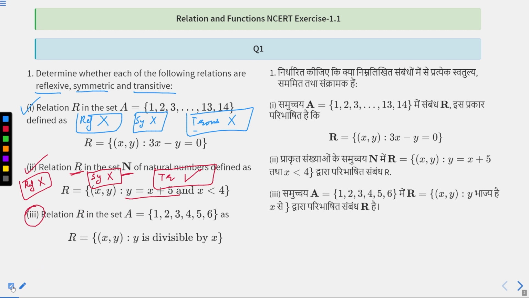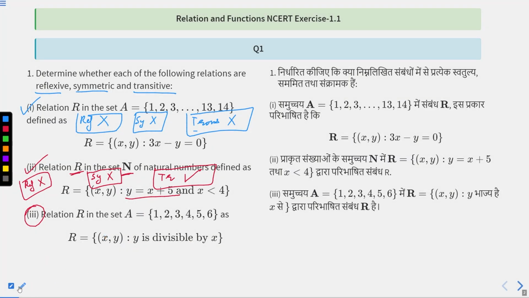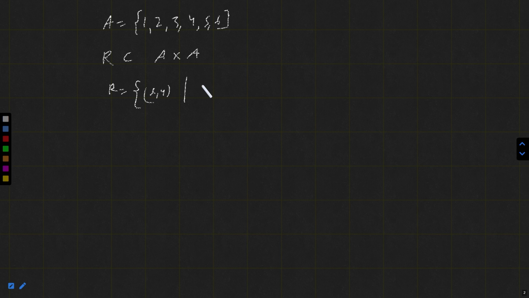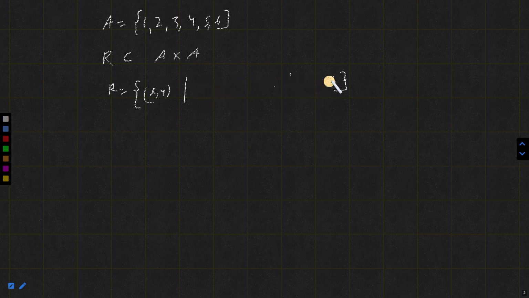So my A is {1, 2, 3, 4, 5, 6}. Now R is a relation from A to A, so it must be a subset of A cross A. R is defined as pairs (x, y) such that y is divisible by x, or in other words, x divides y.